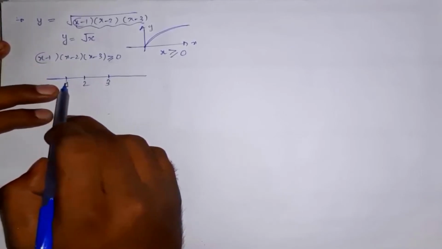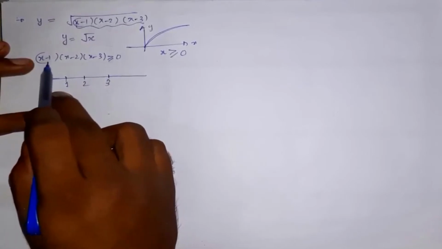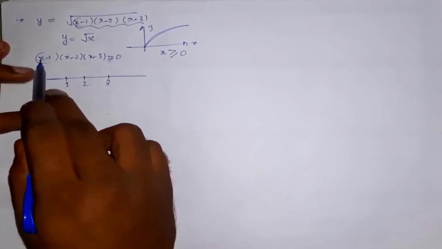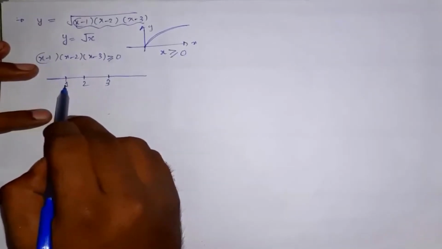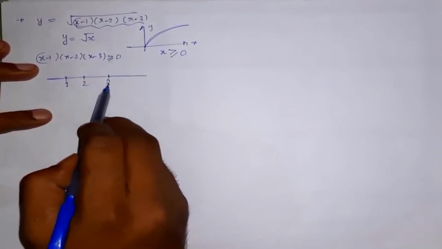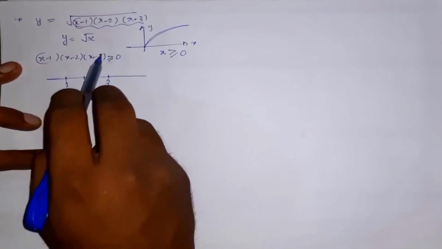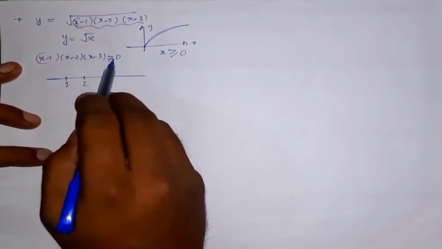If we are taking values of x greater than 1, then this portion will be positive. But if we are taking less than 1, then this portion will be negative. So the x minus 1 factor is itself changing its sign at x equals 1. So x equals 1 will be the point of inversion. Similarly 2 and 3 will be points of inversion. So we need to calculate the values of x for which this inequality is satisfied.